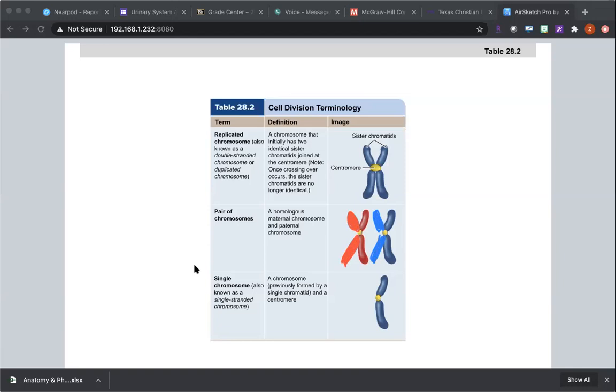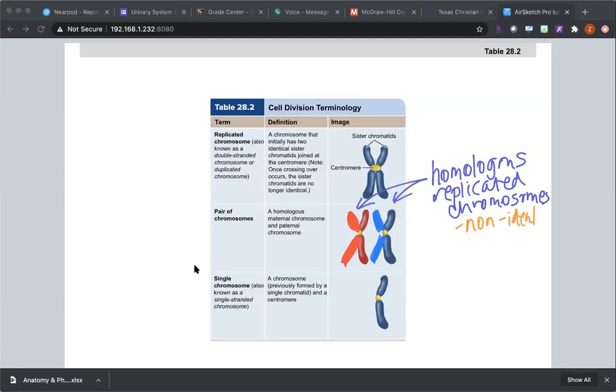So, hold on, how do I best show this? This red one, the red X-like structure, and the blue one together, these are homologous replicated chromosomes. And these are non-identical. I'm kind of running out of space there. So the red and blue are replicated homologous chromosomes. The red and blue are not identical with each other.